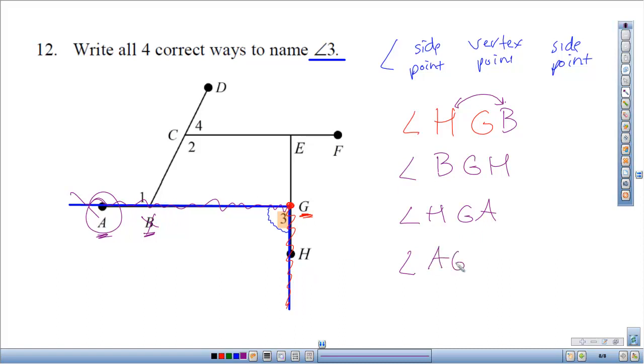AGH, angle AGH. What if someone wanted to call this angle G? Well, if I said angle G, would you know if I was talking about this angle or the straight angle? Can everyone see whenever there's more than one angle at a vertex point, you can't name it just using that vertex point. You have to use this 3-point method.